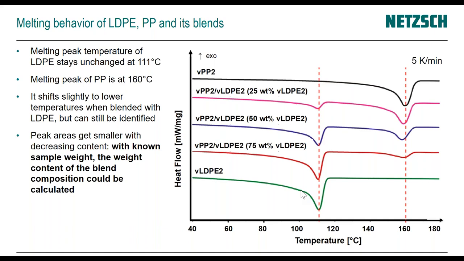There's this balance in sample weight to really get a good measurement, but if it's possible, you can slightly increase your sample weight to make sure that you can also pick up smaller traces of a material that overall has a low melting enthalpy.